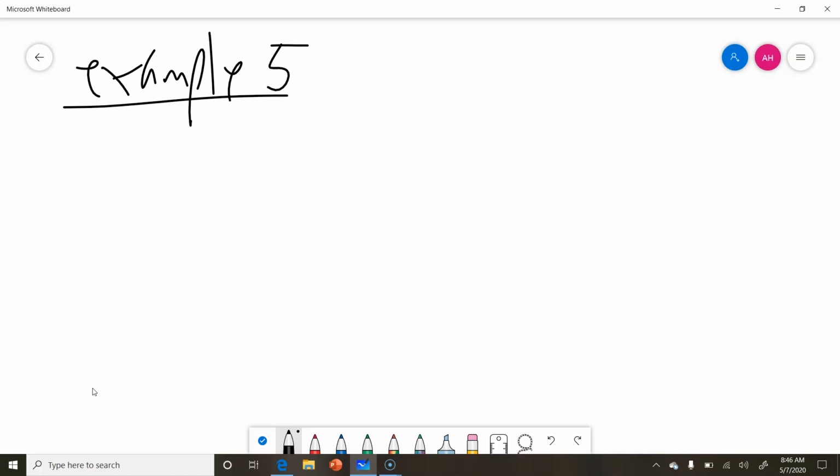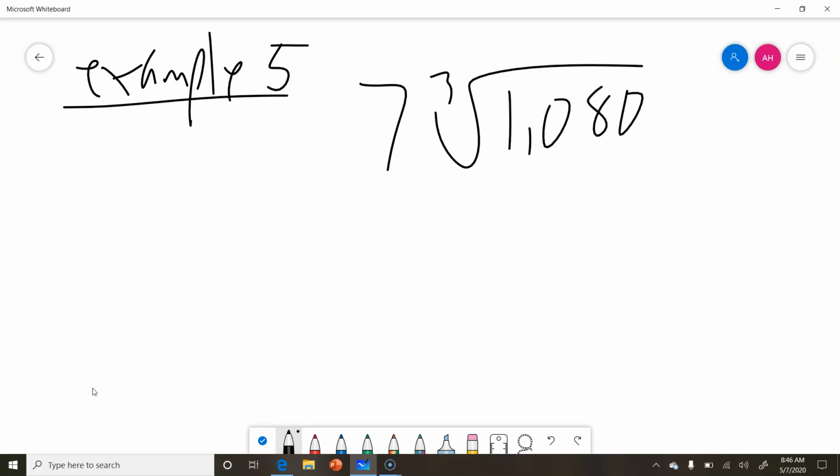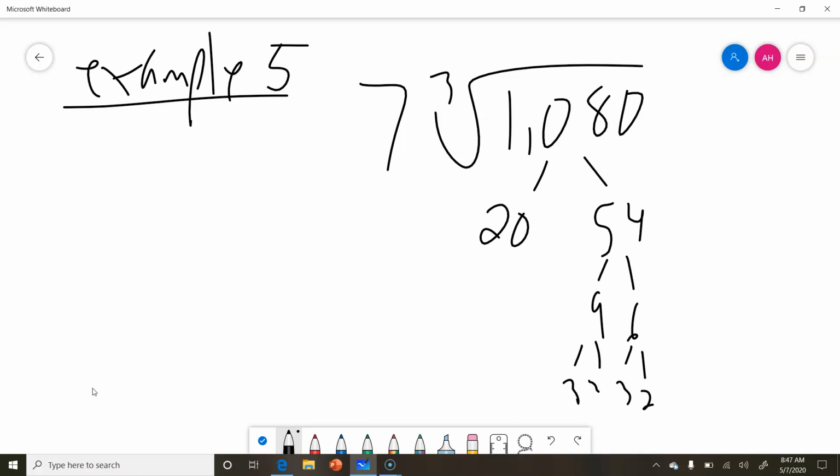So let's look at example 5, and maybe the last one that we look at today. Example 5: 7 times the cubed root of 1080. Now I have to take this 1080, and it ends in a 0, so I'm going to say it's divisible by 20. 1080 divided by 20 gives me 54, which is 9 and 6, which is 3 and 3, and 3 and 2, and 20 is 10 and 2, which is 5 and 2. Okay, now let's do my thing.